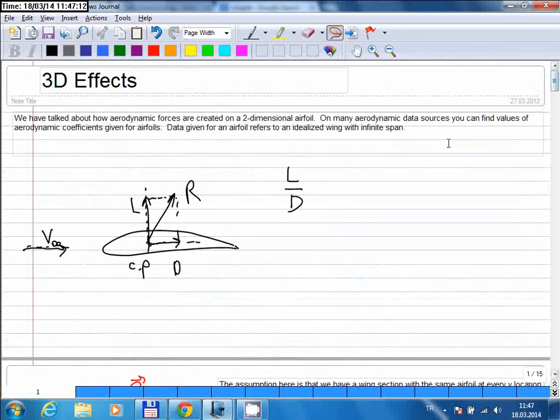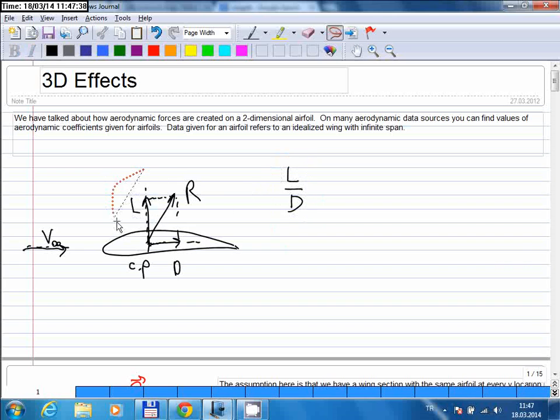So let me come back to this first slide. I really forgot about talking about this ratio here. Lift force is very important for us because that's what makes an aircraft fly. But the lift force by itself is not very important. What's more important than that is the ratio of these two forces.